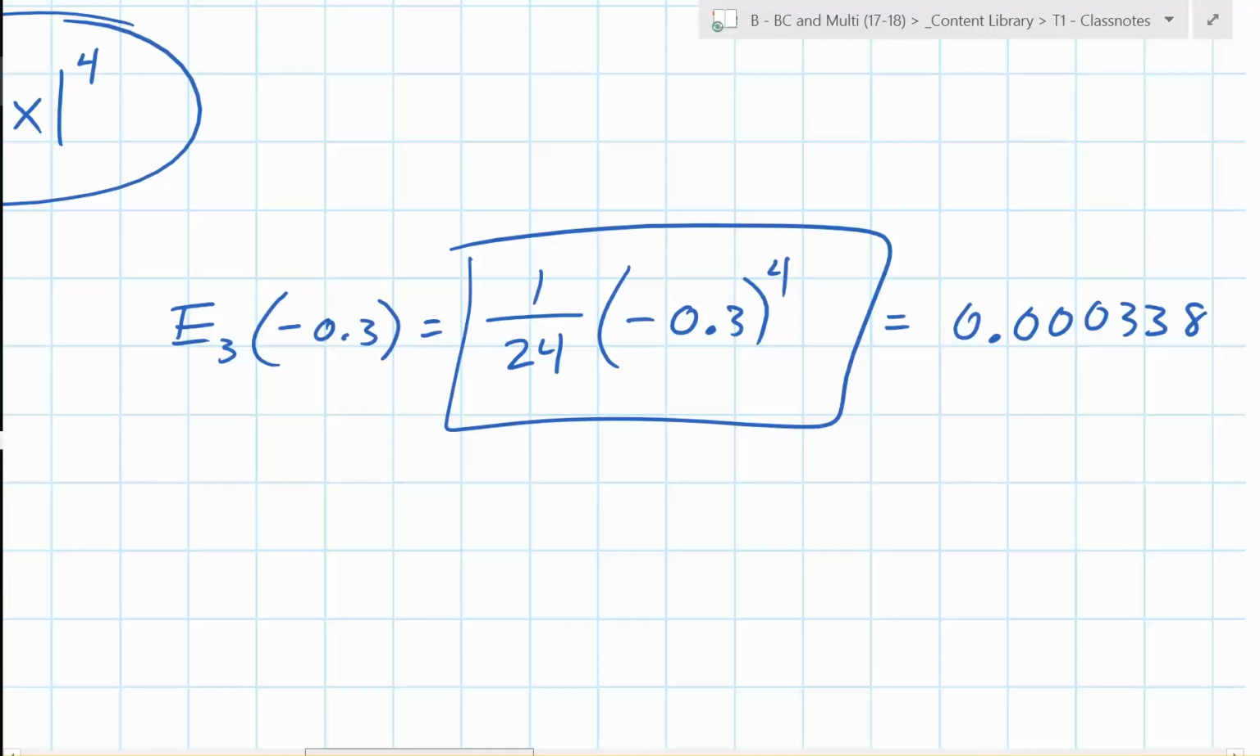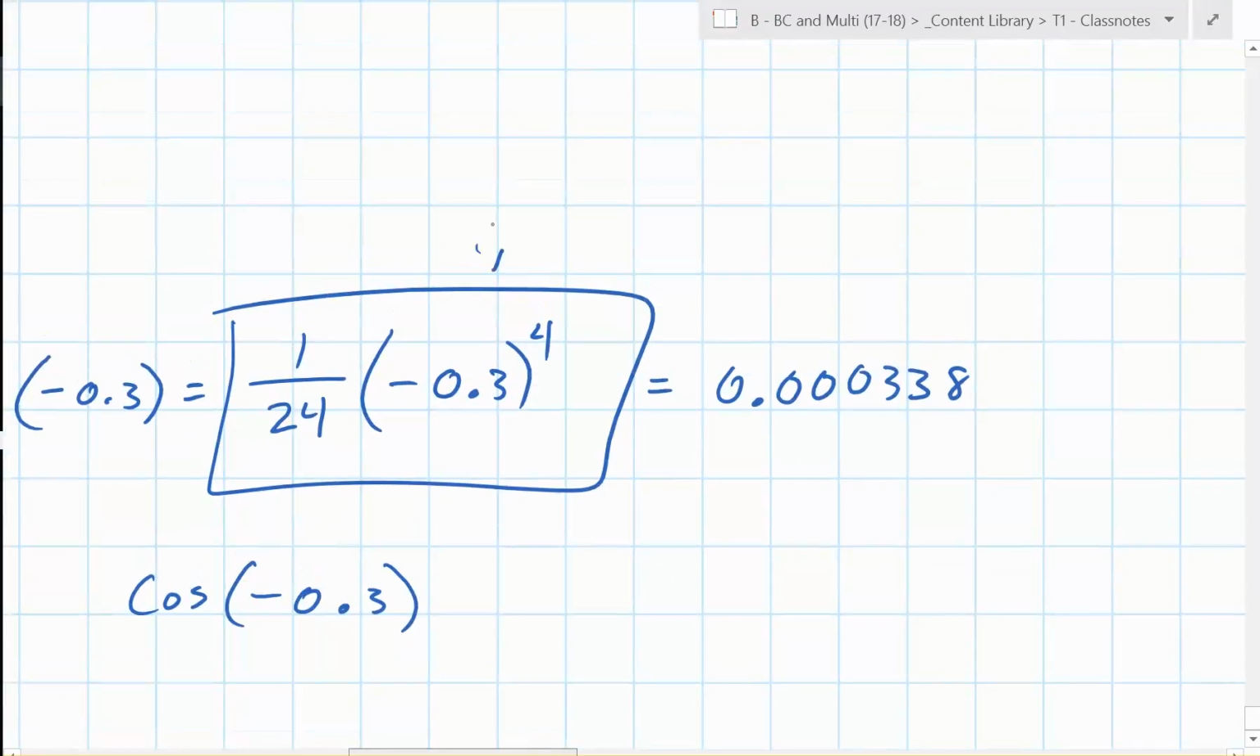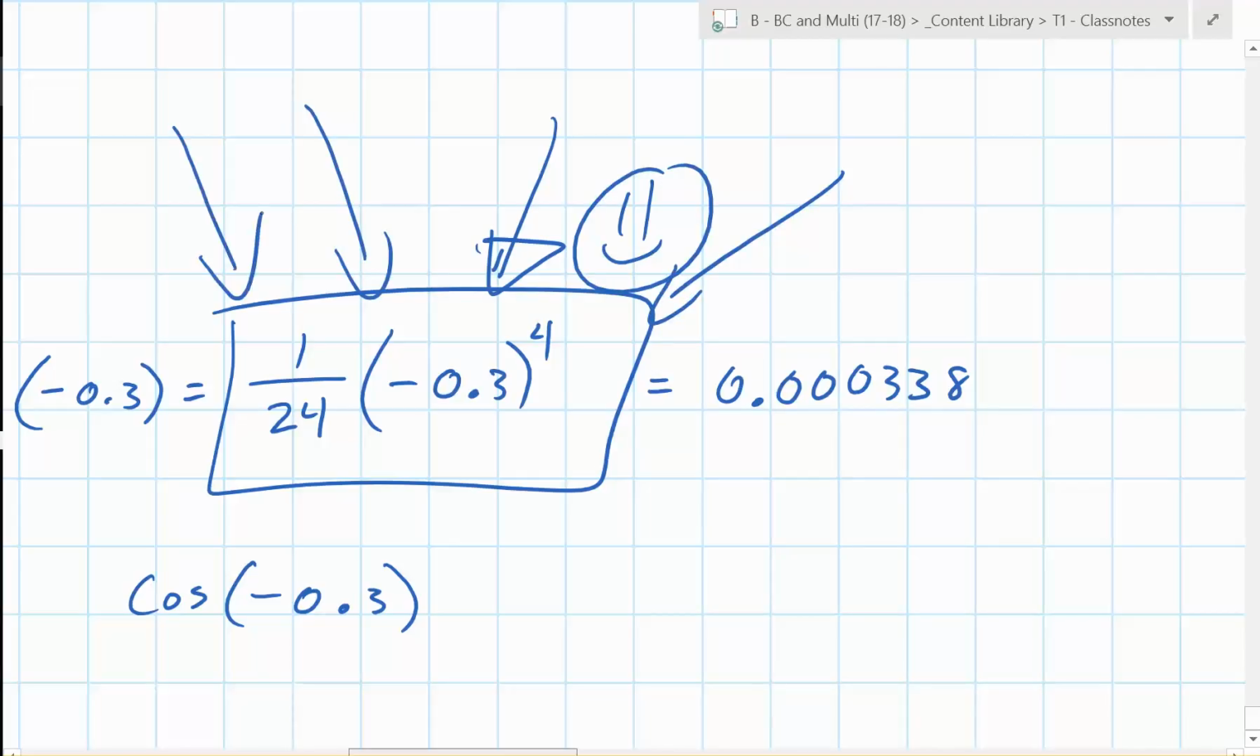How do you compare this to the actual value? Well, you do it on your calculator. You do cosine of negative 0.3, and you compare that to what some people were doing right off the bat. Some people were plugging in negative 0.3 into the 3rd degree Taylor polynomial. You do that at the end. This right here is the super important part. Getting to this, that's the key.